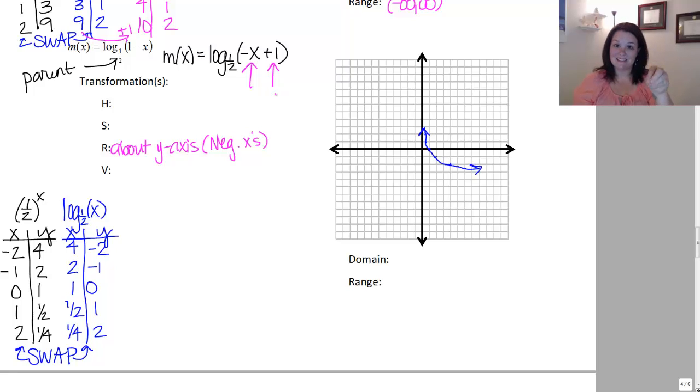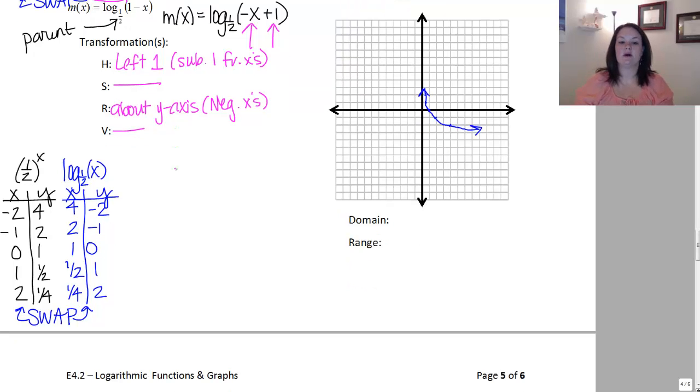Plus 1 on the inside of the function affects the x, which moves me left and right. Okay? Since it's an addition and our x's are backwards, this is actually going to move me left 1. So I'm going to subtract 1 from my x's. There's no stretching because there's no multiplication, and there's no vertical shifts because I'm not adding or subtracting outside the log function. Okay? All right, so I need to do two tables to modify my function.